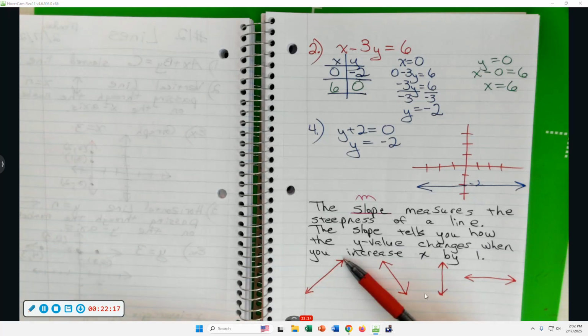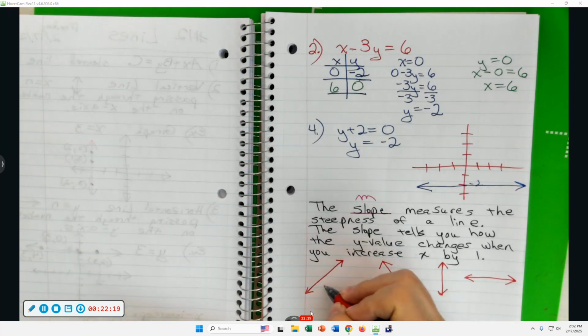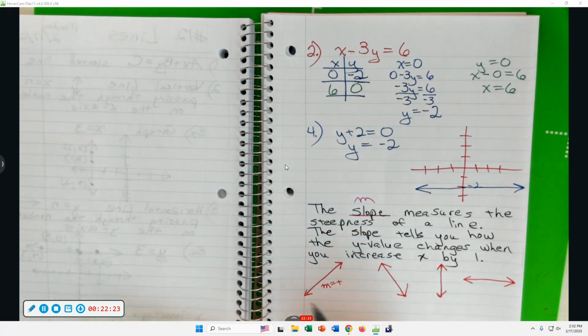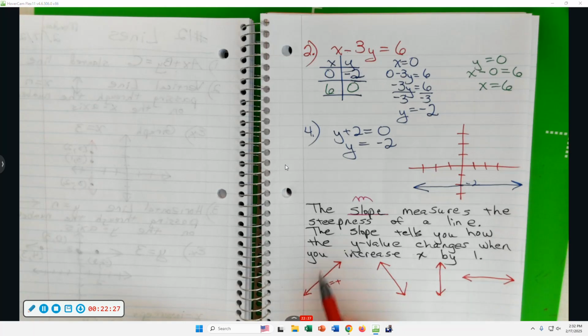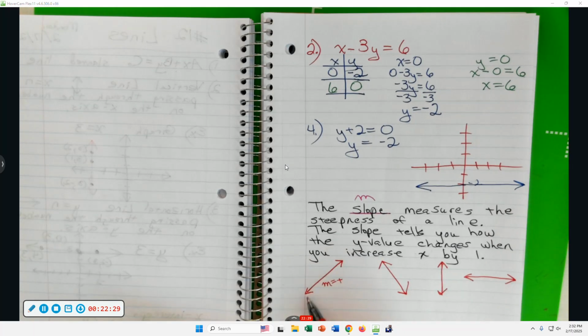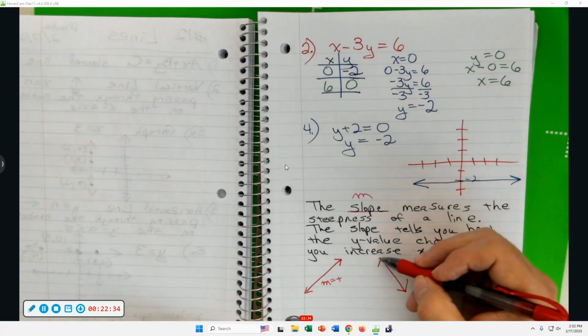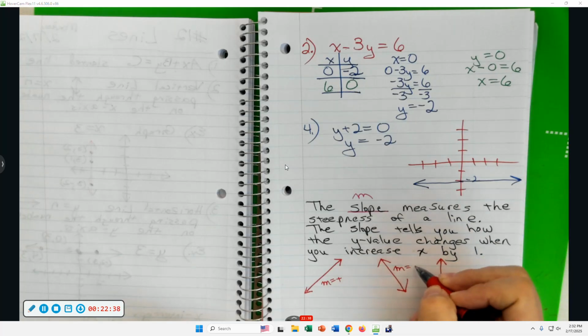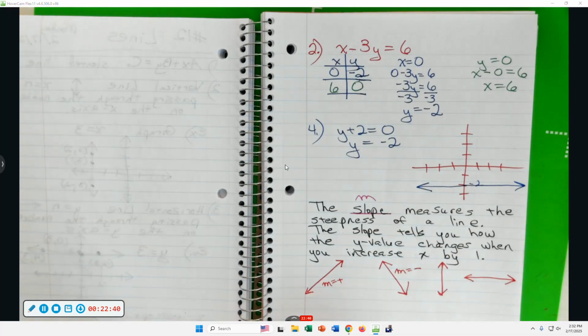If a line is rising from left to right, you expect the slope to be positive. As you move to the right on x, if it's rising, you expect the y value to keep going up. So if it's rising from left to right, the slope is positive. When you're looking at a line falling from left to right, the slope is negative. As your x value increases, your y value is going down.